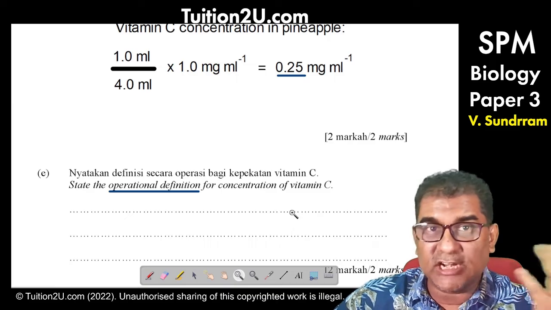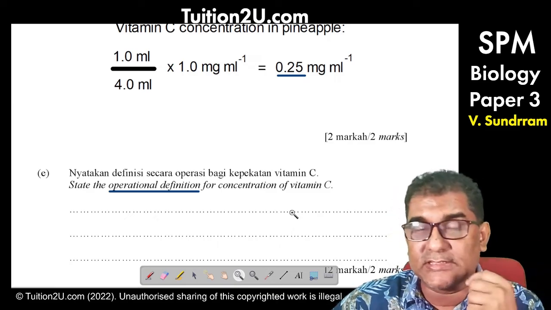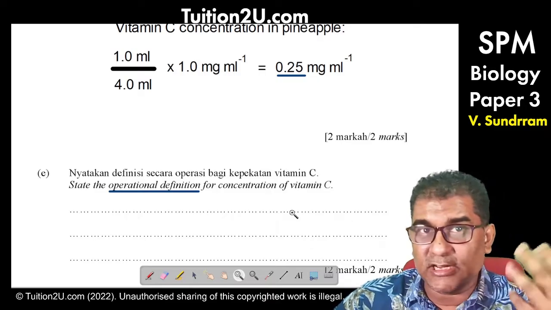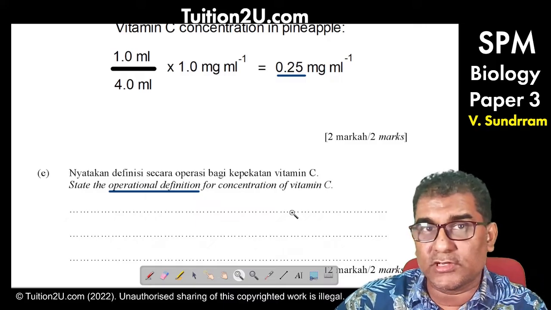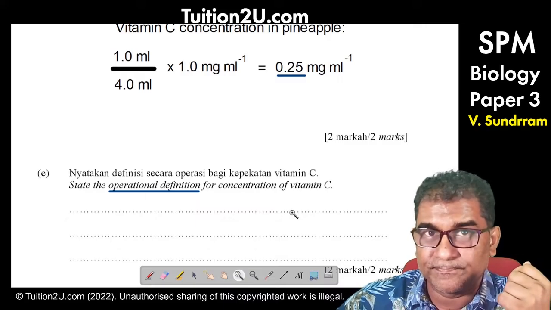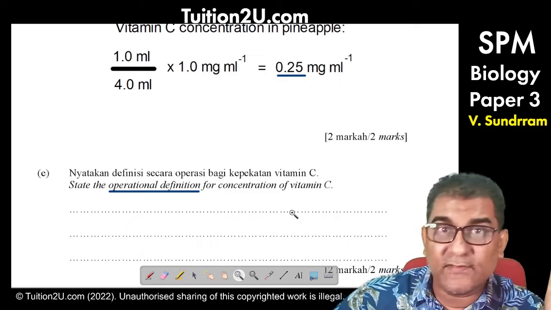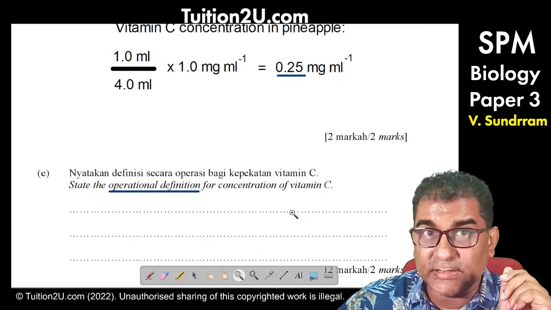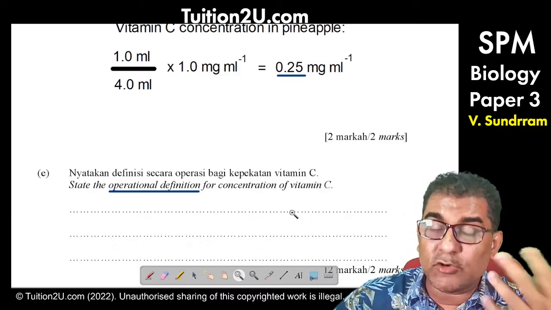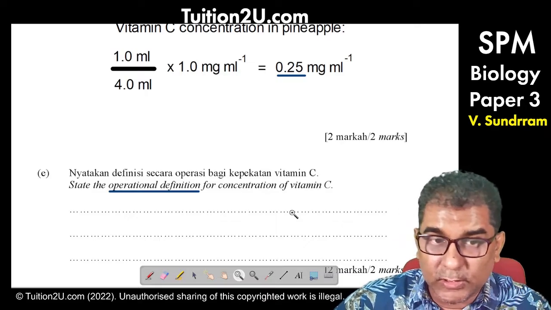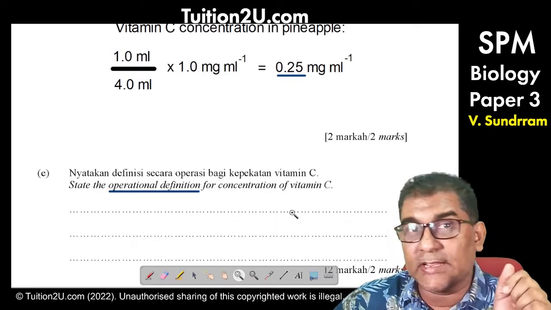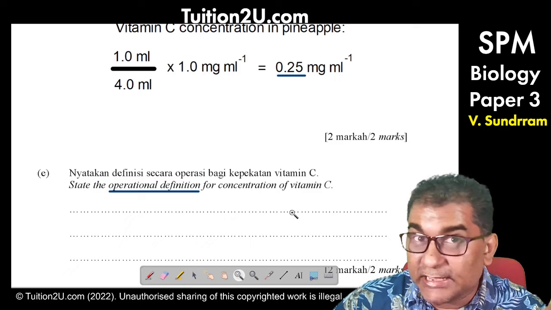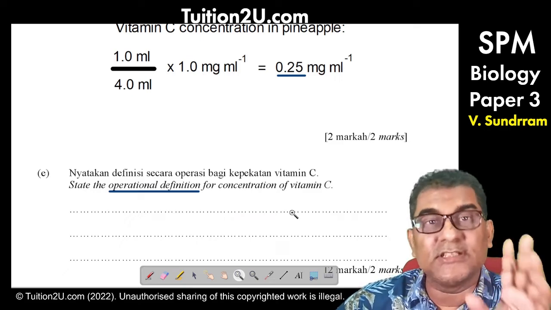Let's say the experiment is something to do with transpiration. What is transpiration? Transpiration is evaporation of water vapor from the surface of plants. They write back what they have in the textbook. That is theory. The question didn't ask for the definition of transpiration. The question asked what is the operational definition. The word operational means in this experiment, what is transpiration? Like in this question, in this experiment, what is vitamin C concentration?